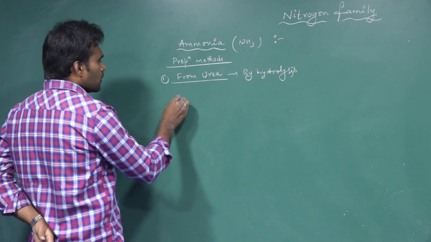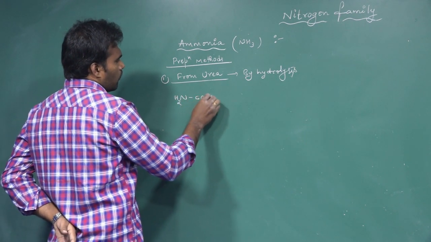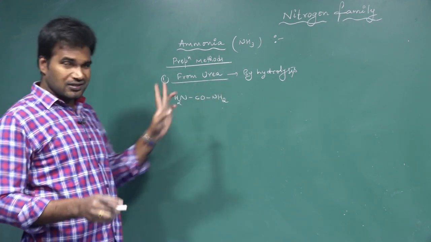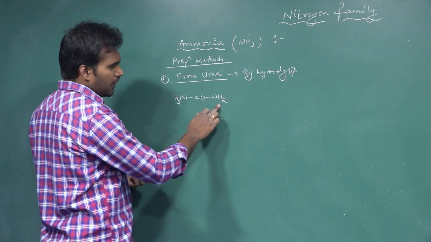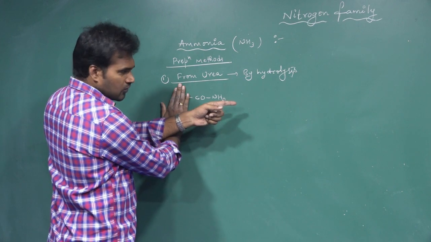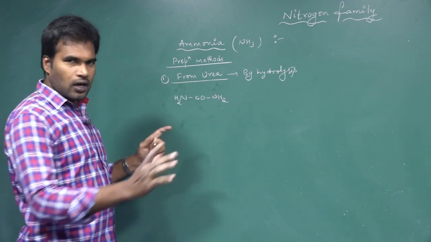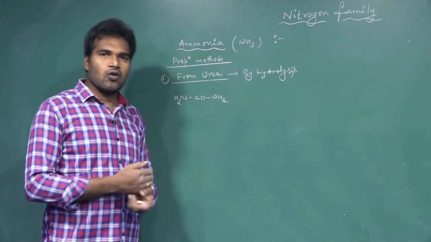Let us see. Urea's general formula is NH2CONH2. This we also call a diamide. Why? Because CONH2 is the functional group of an amide. This is one amide functional group, this is another amide functional group. So it's a combination of two amides. That is why urea is commonly called a diamide.